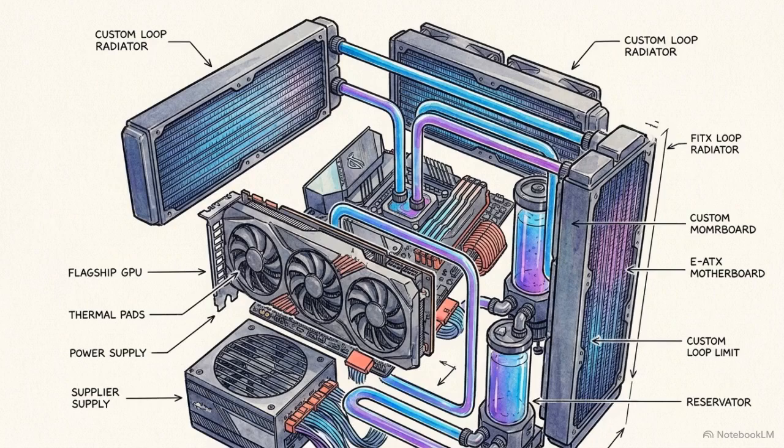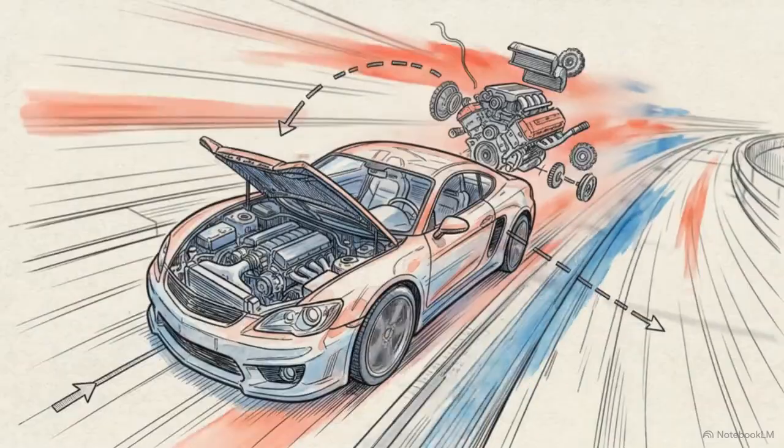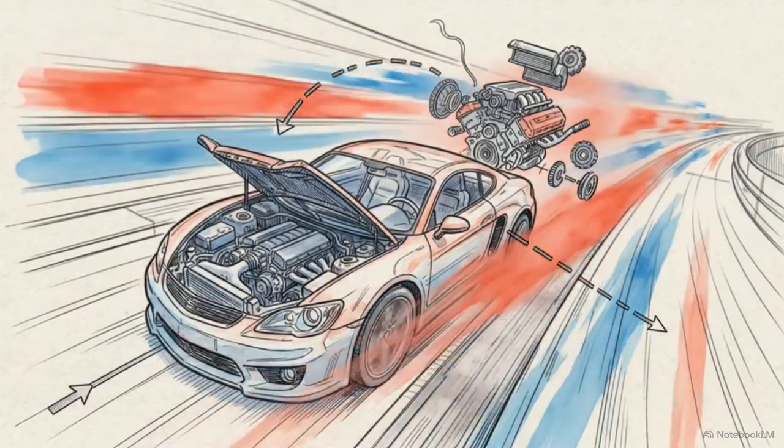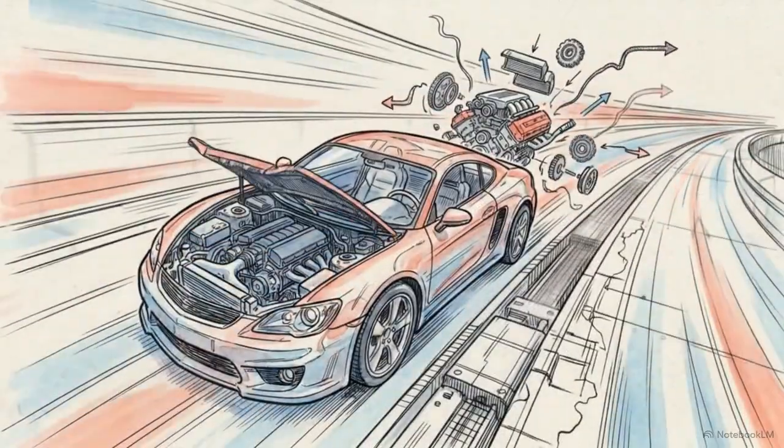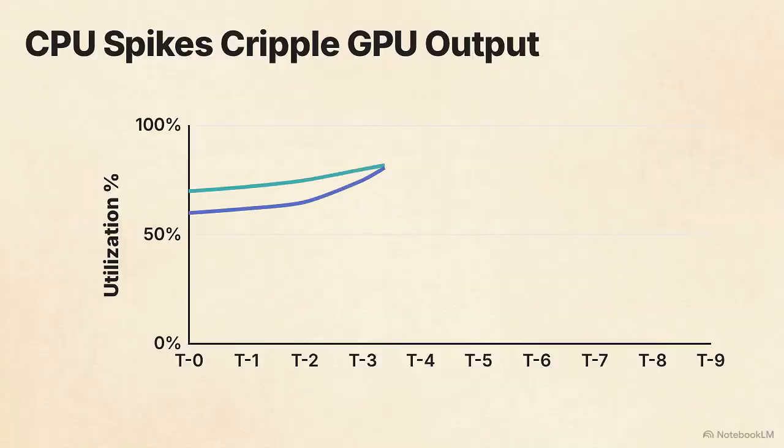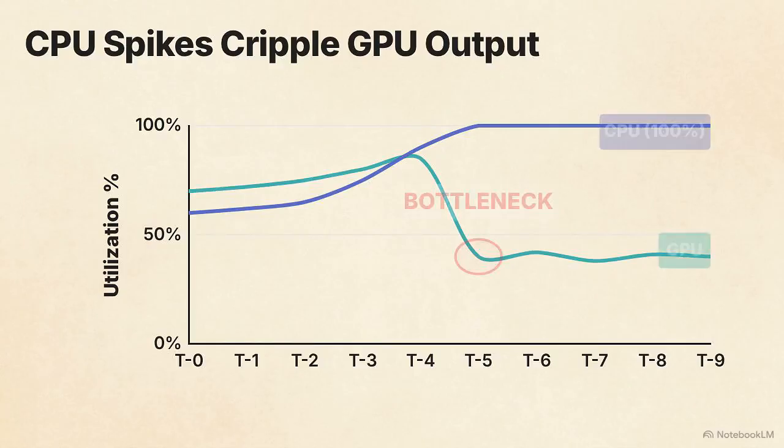You spent $2,000 on a flagship PC to get a flawless experience. Instead, you get random audio crackles, delayed inputs, and a system that seizes up for a split second during a heavy workload. We are going to eliminate the hidden bottlenecks causing this.